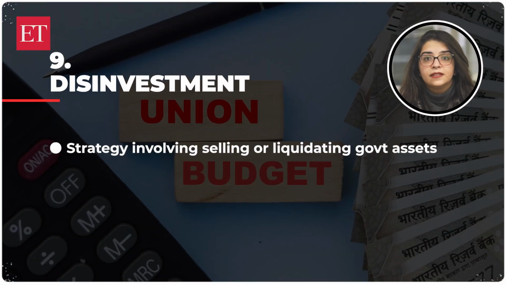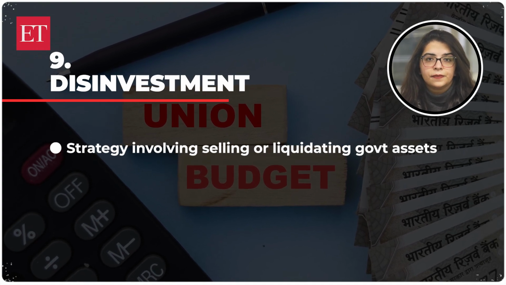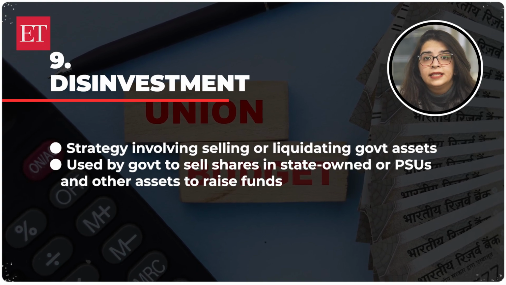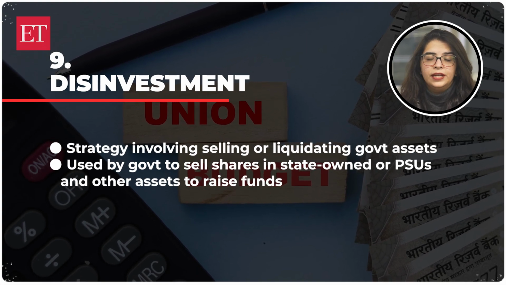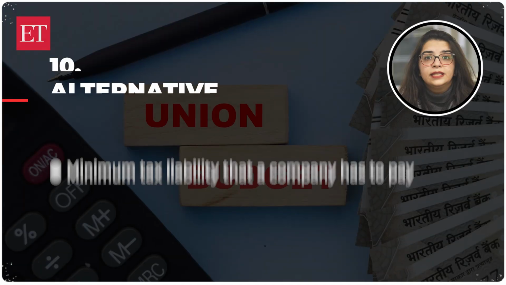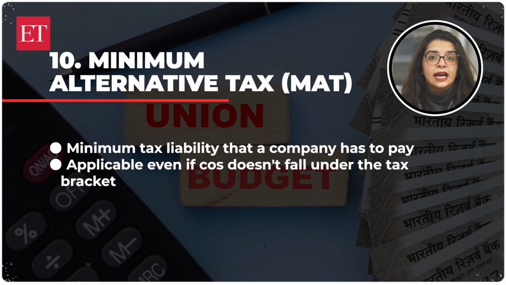Now, disinvestment is a financial strategy that involves selling or liquidating assets. It is commonly associated with the government selling shares in state-owned or public sector firms and other assets to raise funds. On number 10, we have minimum alternative tax or MAT. Now, this is the minimum tax that a company is liable to pay even if it doesn't come in the tax-paying bracket.